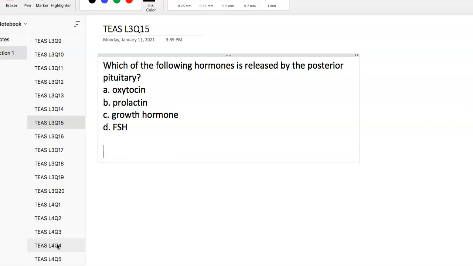Prolactin, growth hormone, and FSH are all hormones released by the anterior pituitary. Prolactin induces milk production at the mammary glands in females. Growth hormone induces growth of the body and also increases the metabolic rate. FSH induces the maturation of the ovarian follicle in females and stimulates spermatogenesis in males.